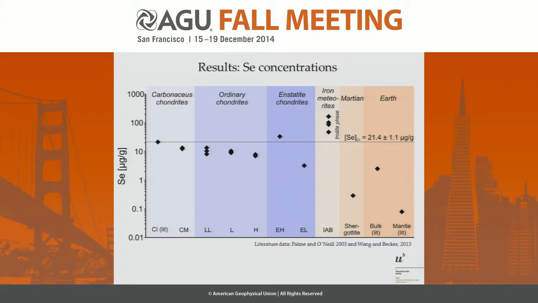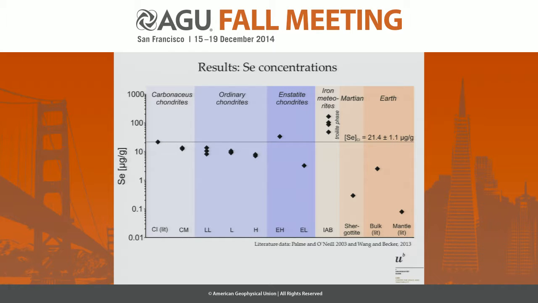Then we measured the troilite phase, so the FeS phase of the iron meteorites, which is enriched in selenium. That means that it shows its siderophile character. And this is also the reason why selenium is depleted in the Earth's and the Martian mantle.